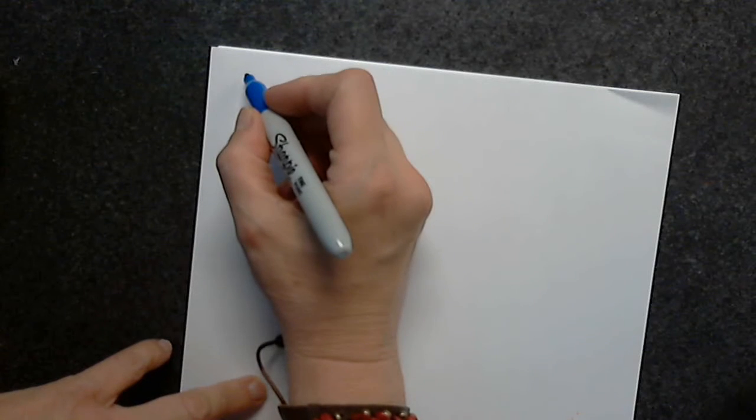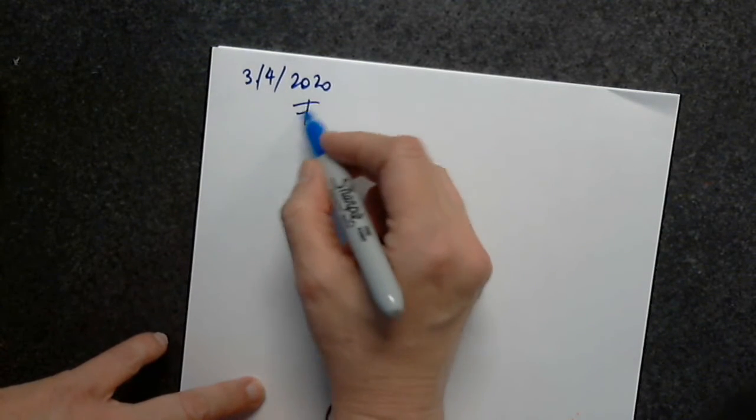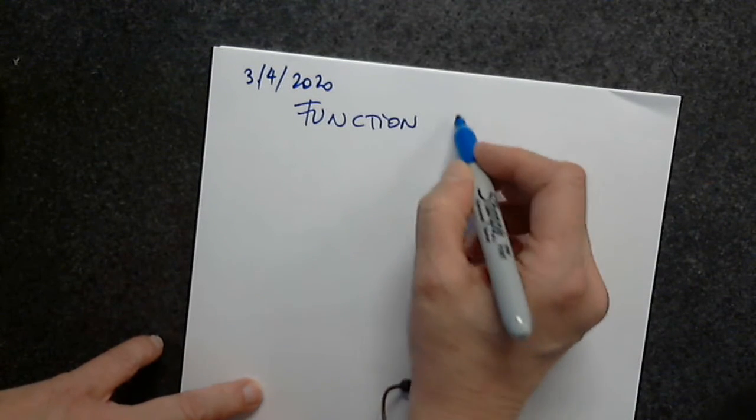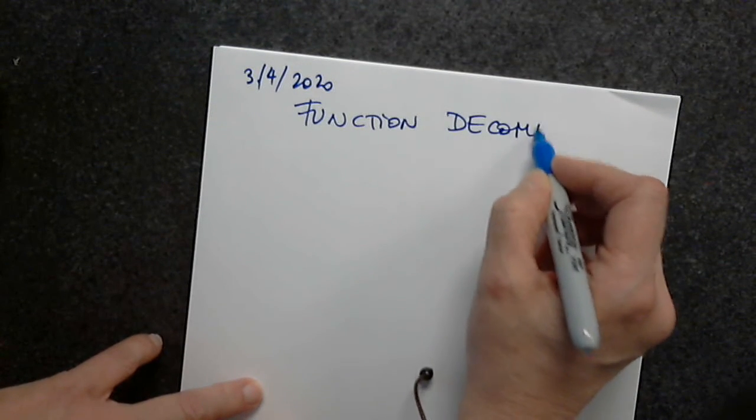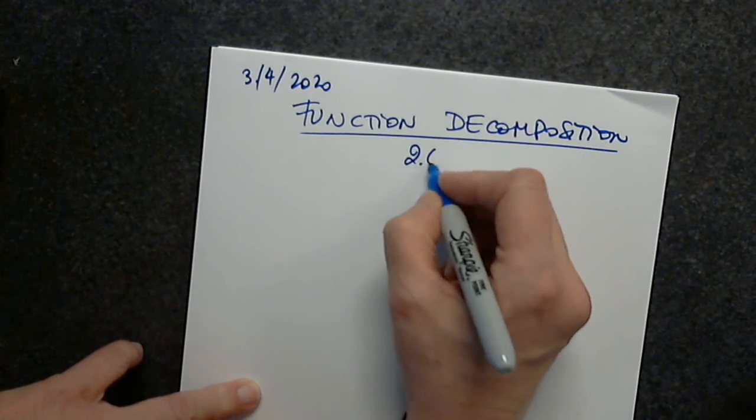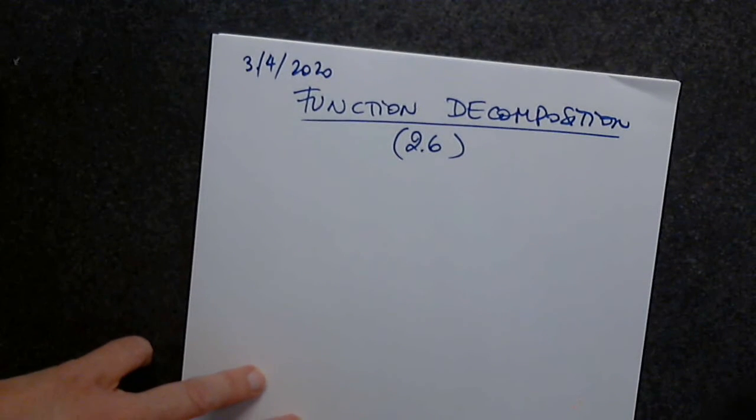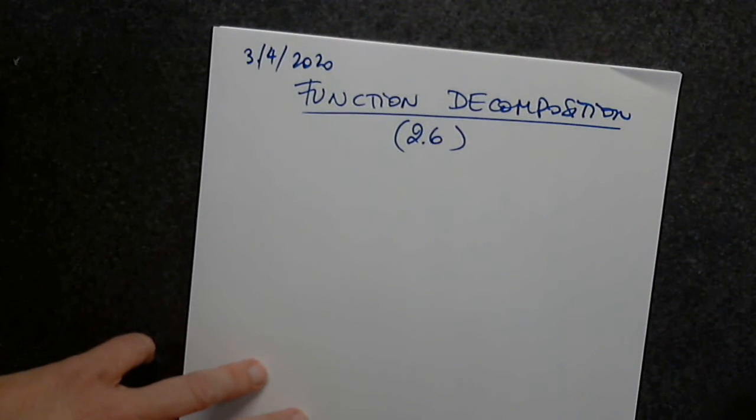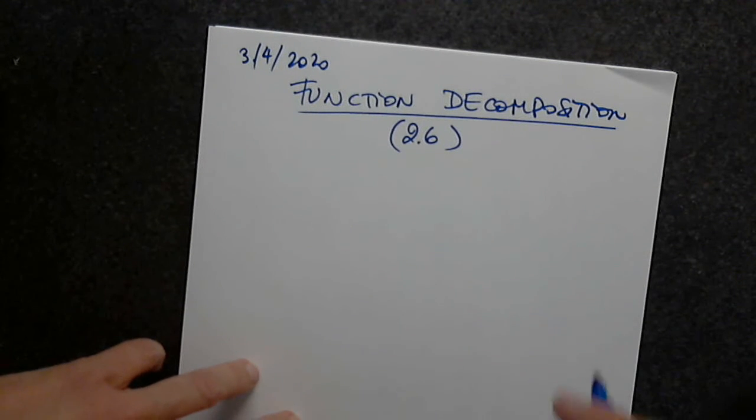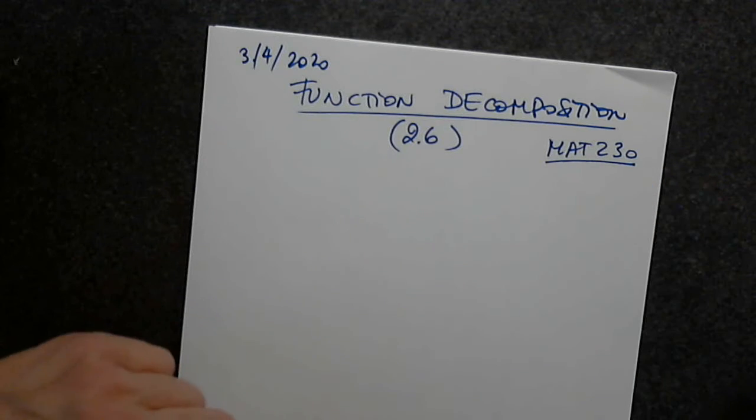Section 2.7 for function decomposition. So today is the fourth function decomposition. This is in section 2.6, before the inverse functions. Why is this important? It's basically important for those of you who from here will have to take Math 230.